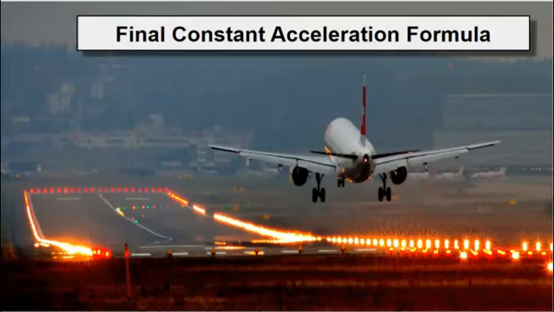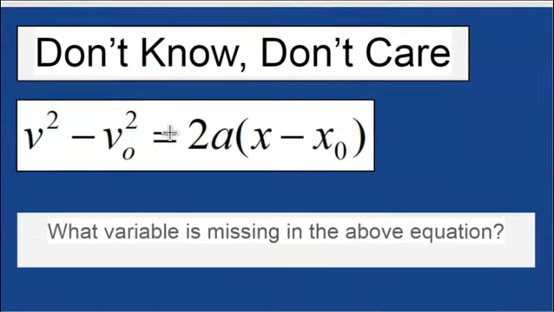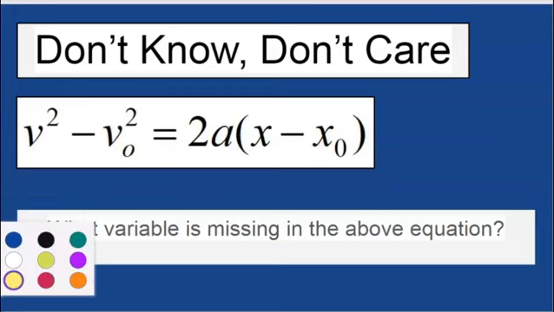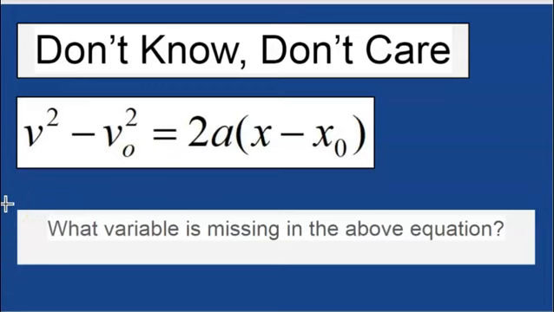Okay, team, this is the final constant acceleration formula. So the first question is, which constant acceleration formula is your current favorite? All right, thank you for sharing. The final formula is "don't know, don't care." So take a gander at that formula and tell me what variable is missing in the above equation. Okay, hope you got that right.